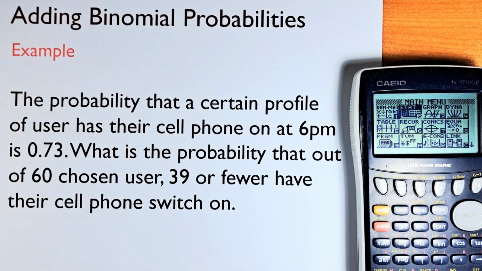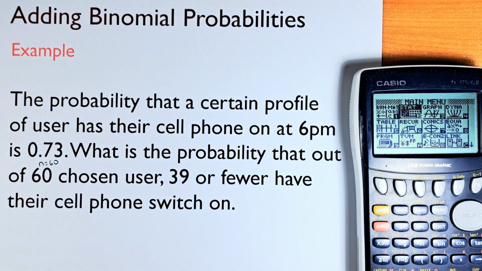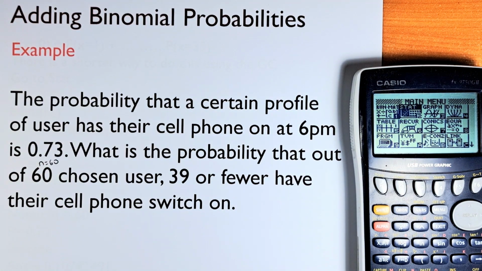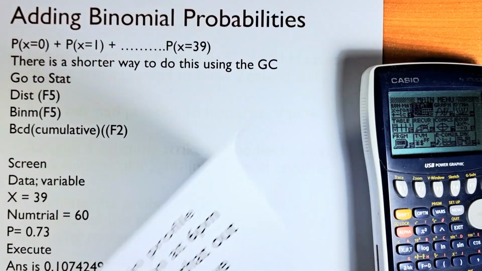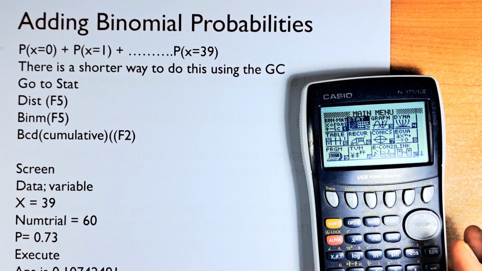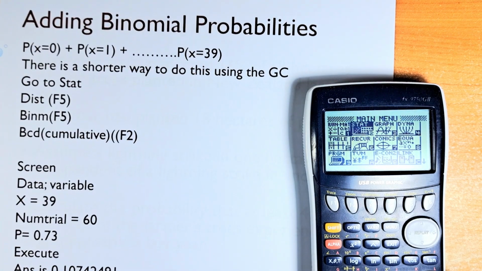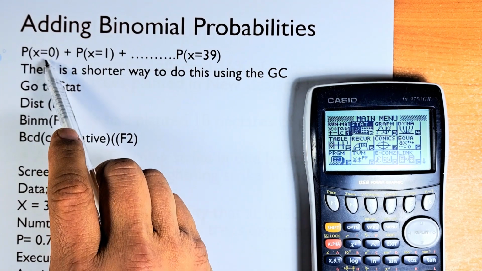The probability that a certain profile user had their cell phone on at 6 p.m. is 0.73, so success is 0.73. What is the probability that out of the 60 chosen users, so n is 60, 39 or fewer have their cell phone switched on? So again, this is adding binomial. We are adding the numbers from 0 to 39, because it is 39 or fewer. So now we are calculating the probability of 0 to 39.